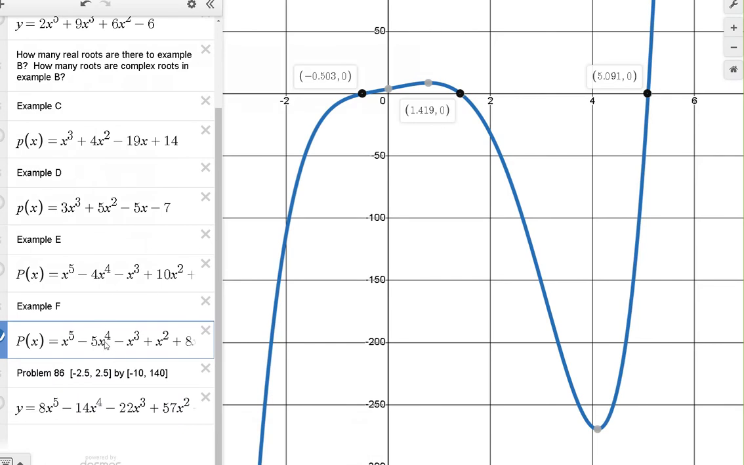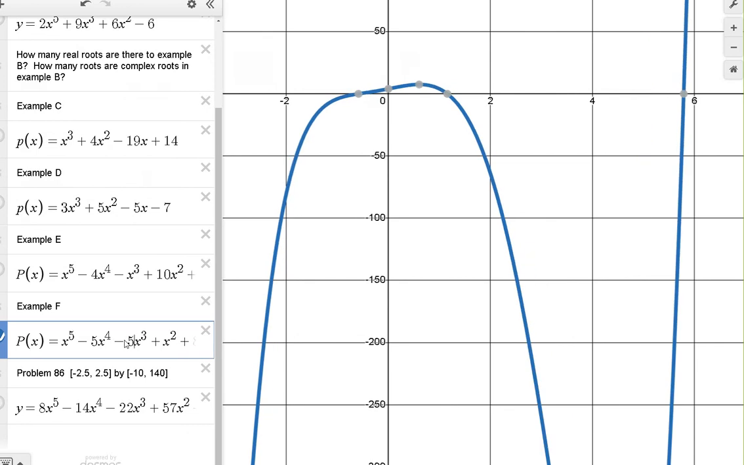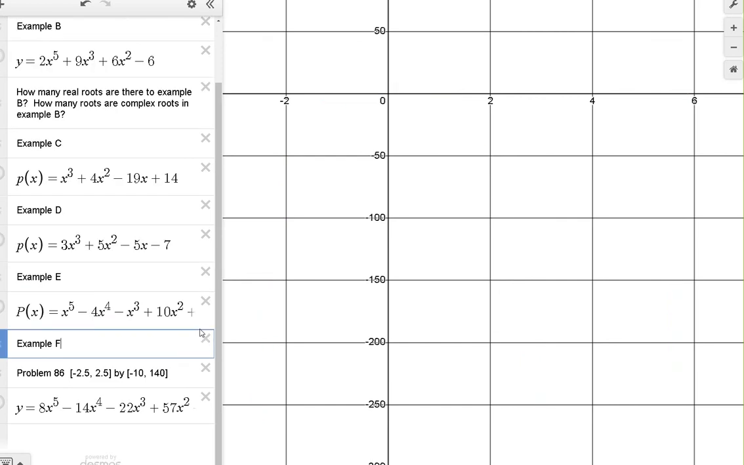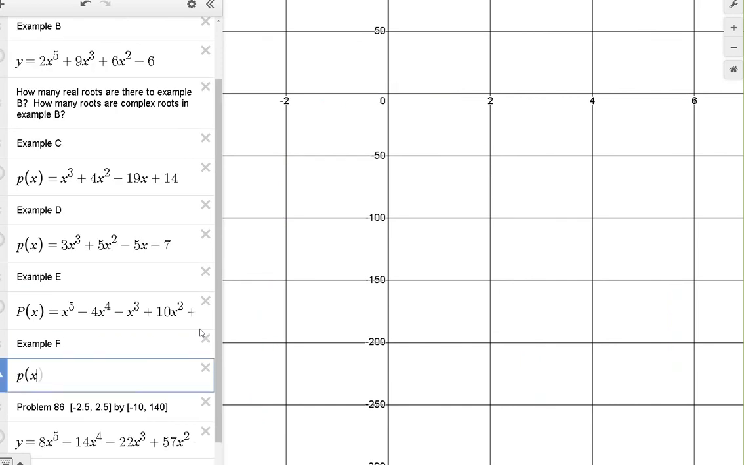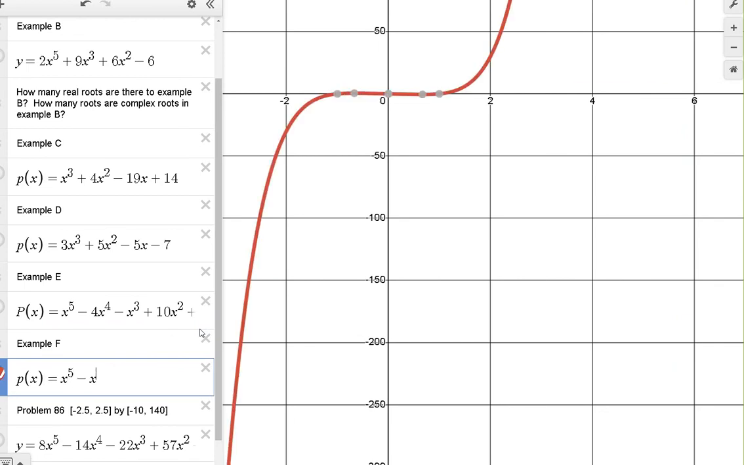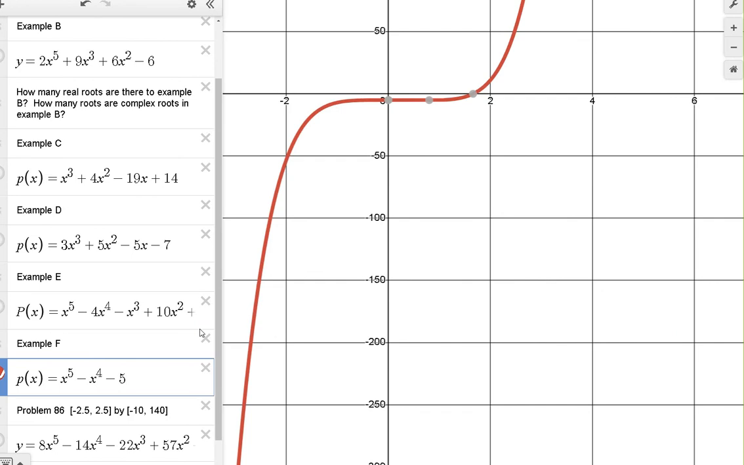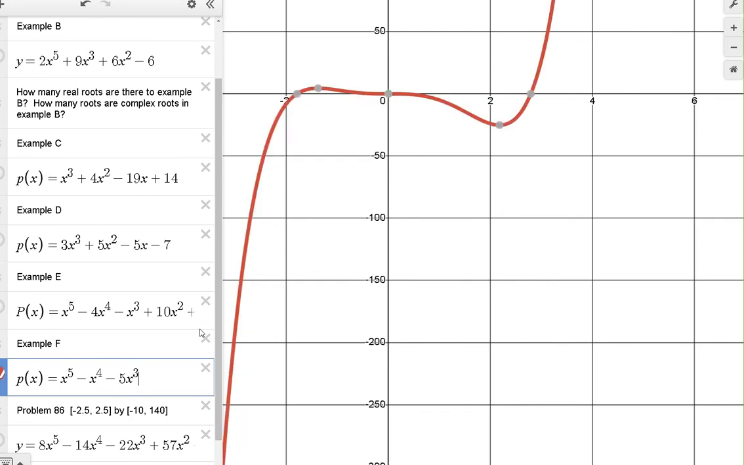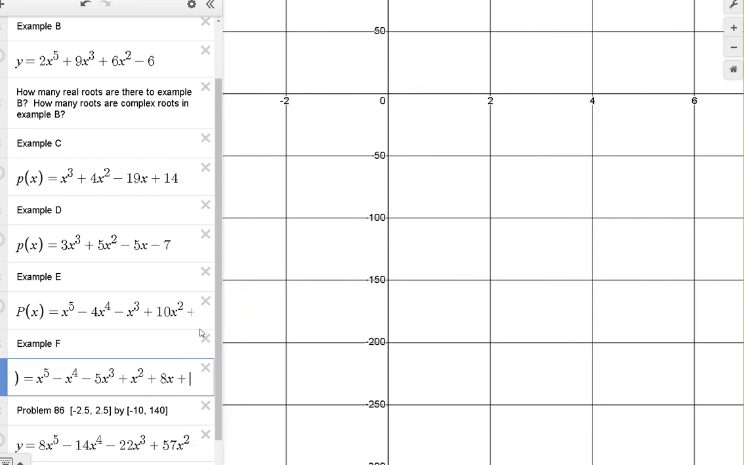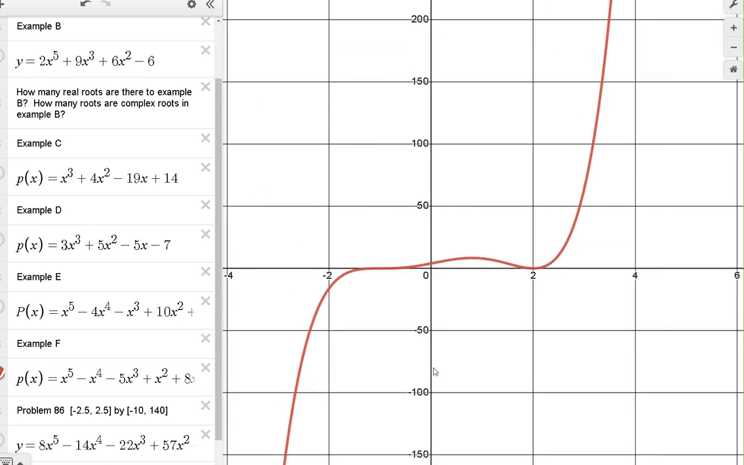So minus 5x cubed, plus 8x plus 4. Boy, I just got this whole thing wrong, didn't I? Oh, there's also meant to be a minus 5x to the 4th. There we go. Let's start over. P of x. Someone want to read that to me? x to the 5th minus x to the 4th minus 5x cubed, plus x squared, plus 8x plus 4. All right, that's looking a little bit better.